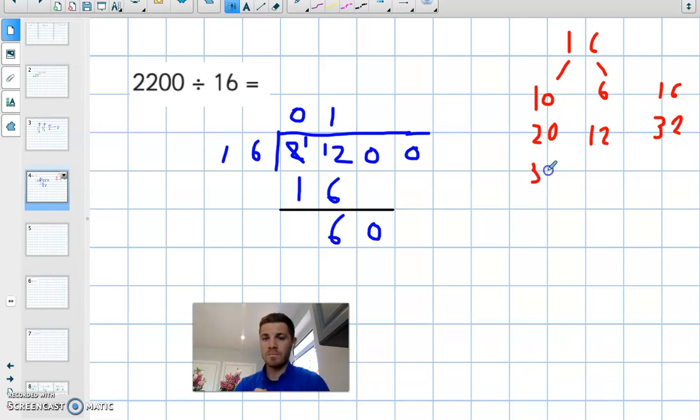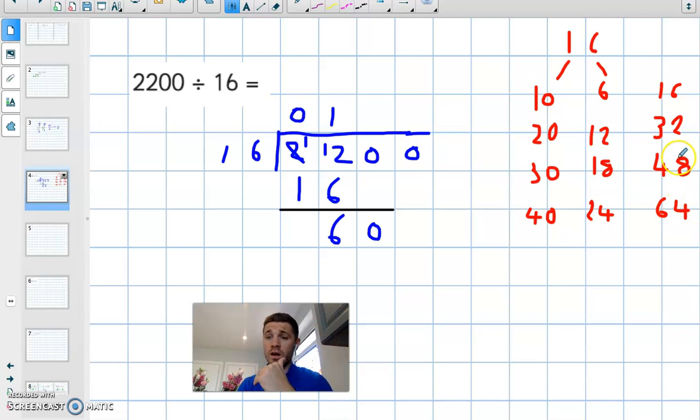And then do the same thing, 30, 18, and then I add them together, which gives me 48, 40, 24, add them together, I'm left with 64. So I've now gone above 60, which obviously I can't do, so I then go to the multiple before, okay? And if I count them up, there's 1, 2, 3 16s in 60, and I'm left on 48.